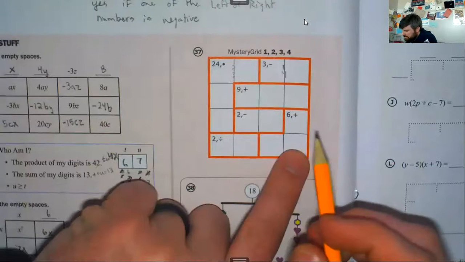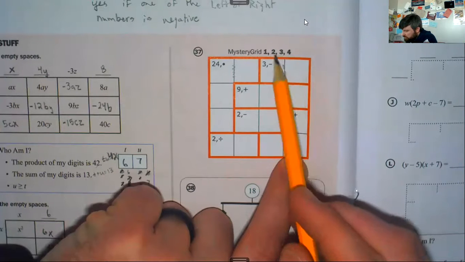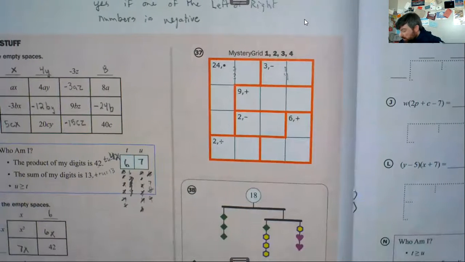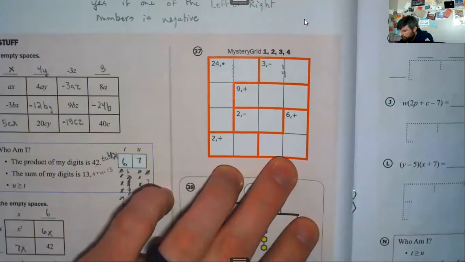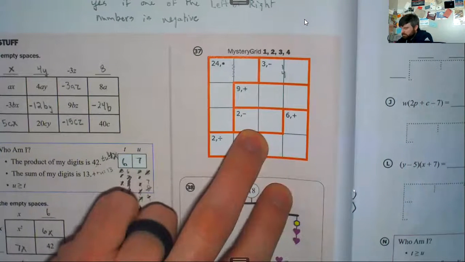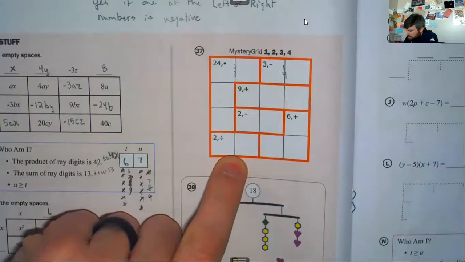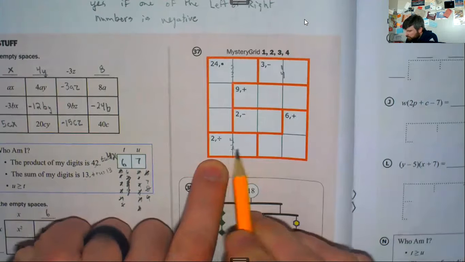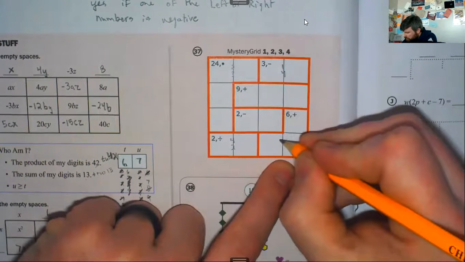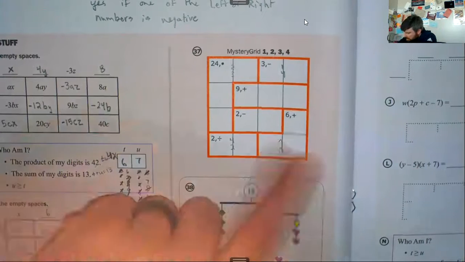Okay, add to get 6. Let's see, 4, 2, or 4, 1, and 1. That looks good. Or I could do a 3, 2, and 1. Subtract to get 2. That could be 3 and 1, 4 and 2. So we got options there. Here, divide to get 2. That has to be a 4 and a 2. So if this is a 4 and a 2, this one needs to be a 1 and a 3. So 1 plus 3 is 4. So this has to be a 2.